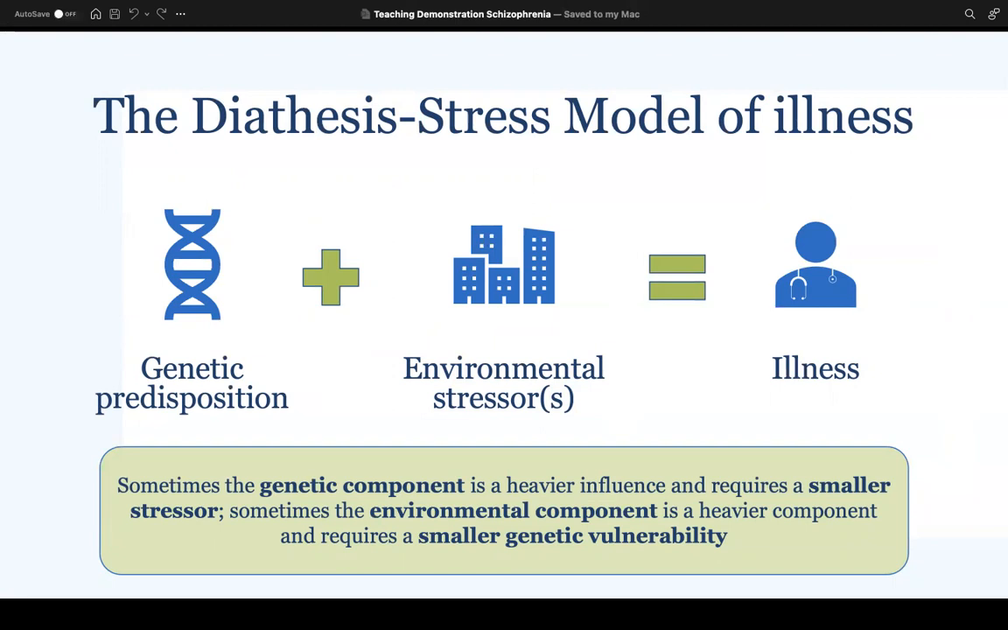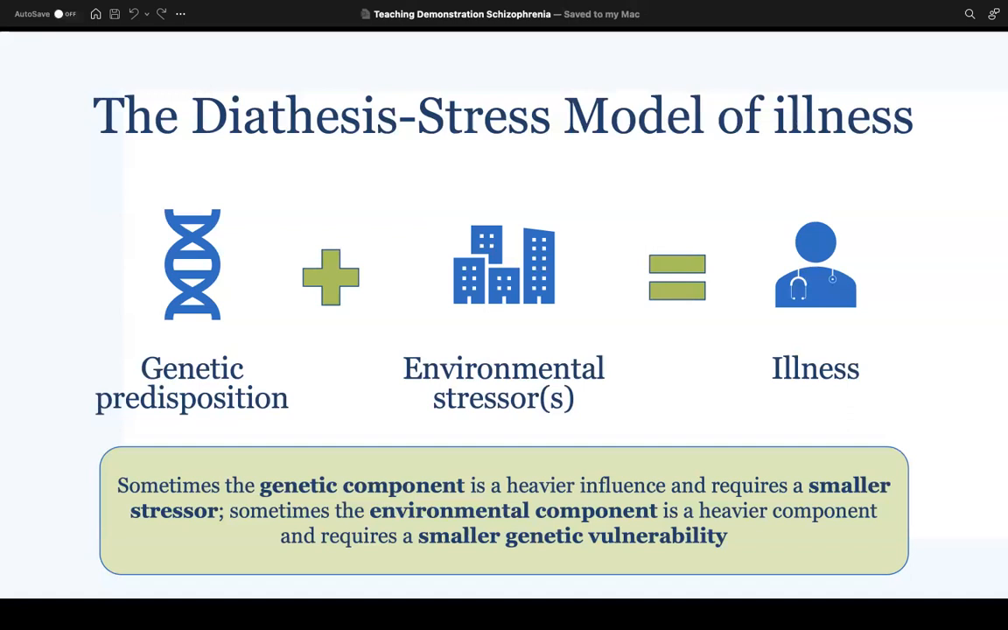You need both a genetic predisposition and an environmental stressor in order for there to be many illnesses in general, but definitely mental illnesses, okay? And sometimes the genetic component is more, and sometimes the environmental component is more. We're going to look at that in a slightly different way on the next slide. But these two things add up, right?